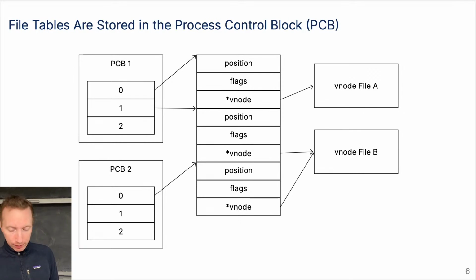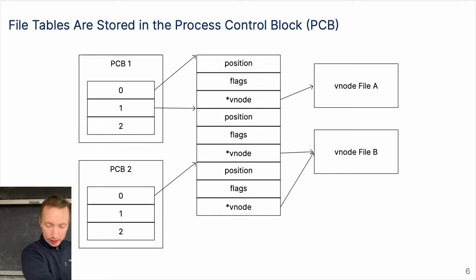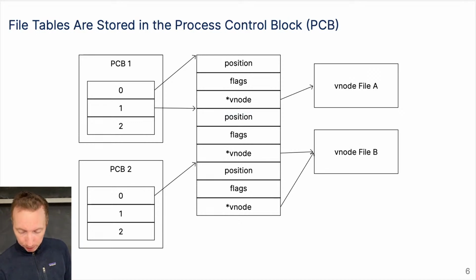And then for example here, in process 1, file descriptor 0 points to the first entry, which then points to file A, and then process 1's file descriptor 1 has another entry here, which points to file B and has its own position. Then process 2 at the bottom, its file descriptor 0 also has its own unique position that does not correspond to process 1's. That also points to file B. So they both have a view into file B, but their offsets might be different.